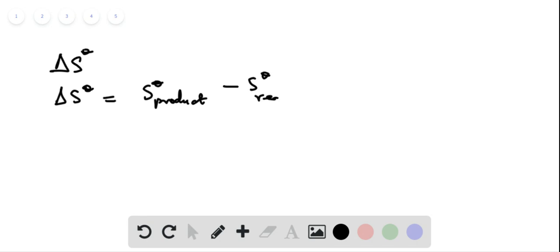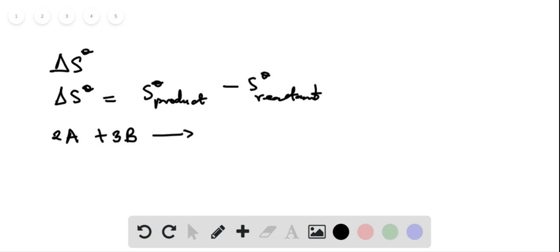This question is asking us how we can calculate the standard entropy change, delta S standard, for a reaction from the table of standard entropies. So the way to do that is to say delta S standard is equal to S naught of products minus S naught of reactants. It's that simple.